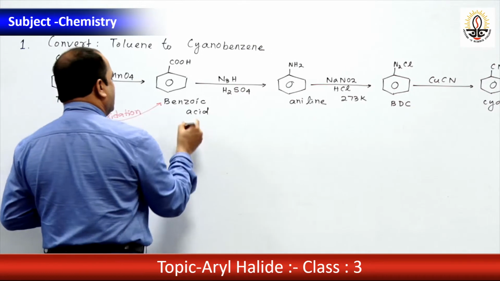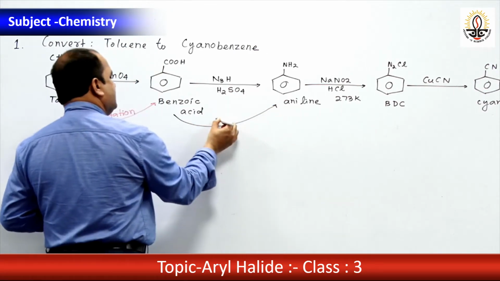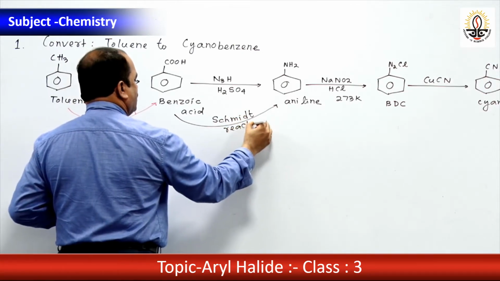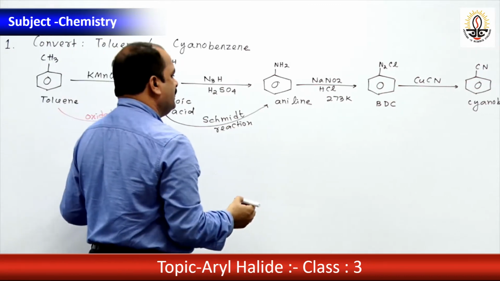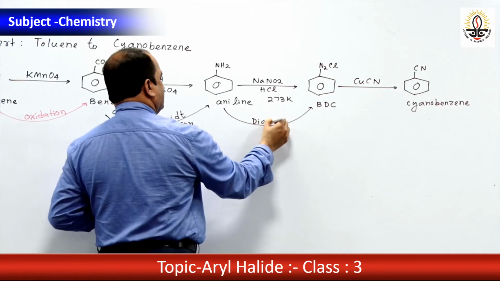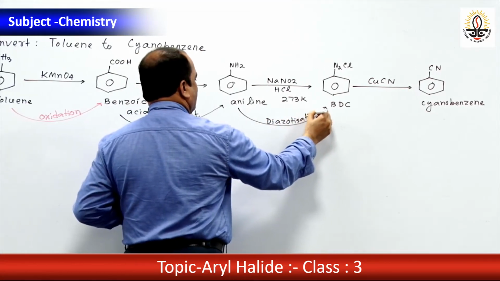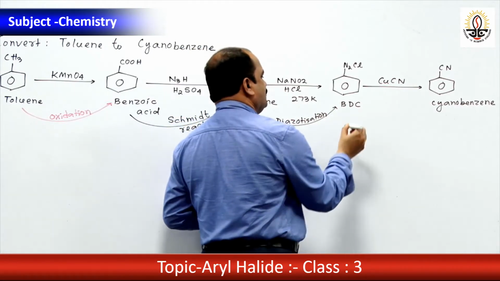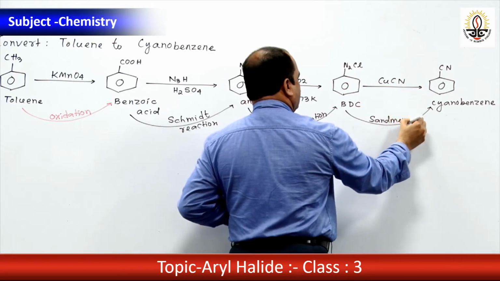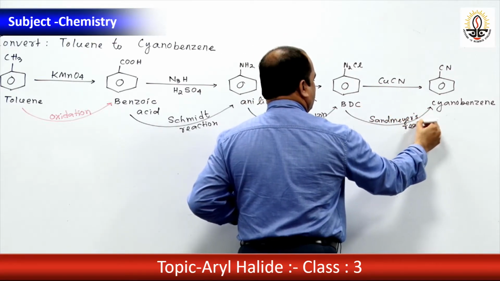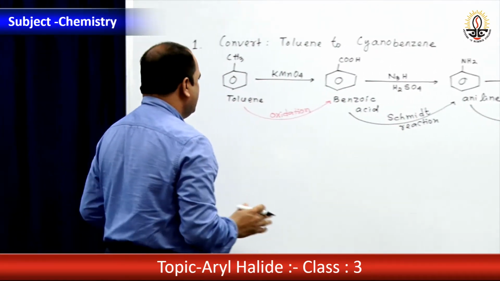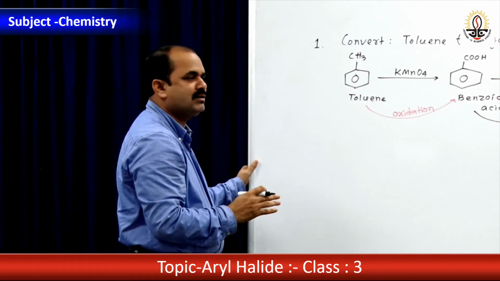Conversion of benzoic acid to aniline is the Schmidt reaction. Conversion of aniline to BDC is known as Griess reaction or diazotization. Conversion of BDC to cyanobenzene is known as Sandmeyer's reaction. So these are the reactions or processes used to convert toluene to cyanobenzene. This is all about the conversion from toluene to cyanobenzene.